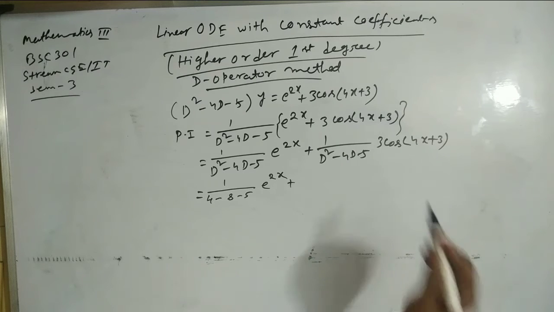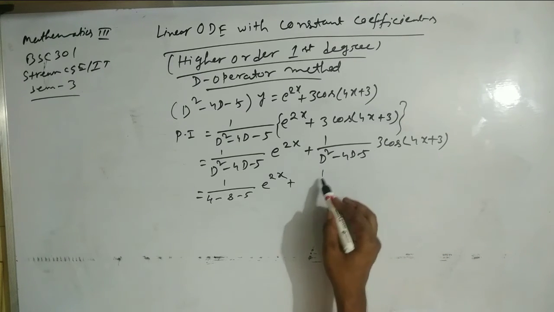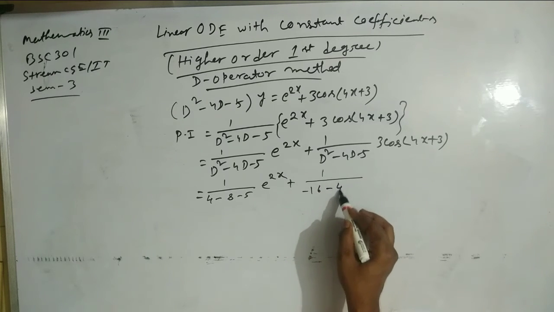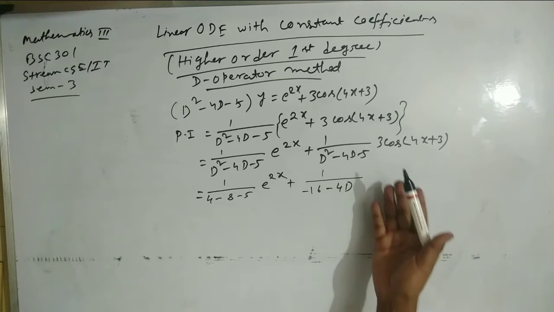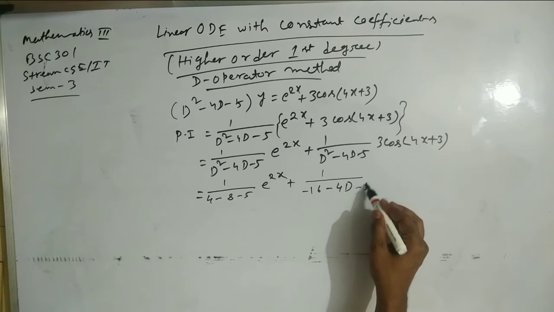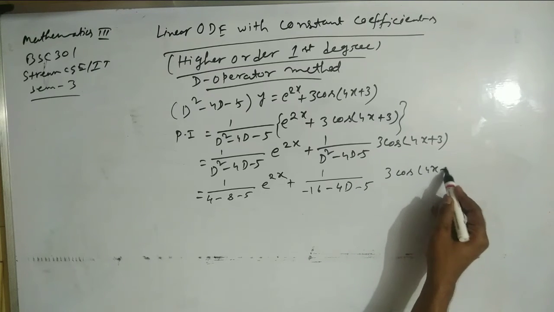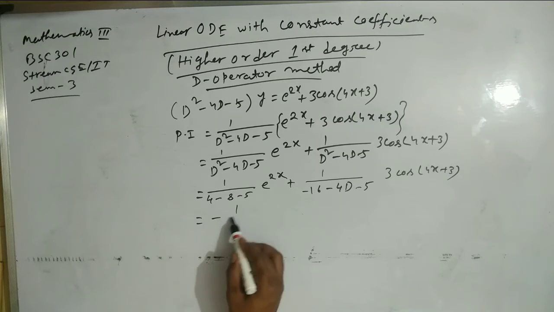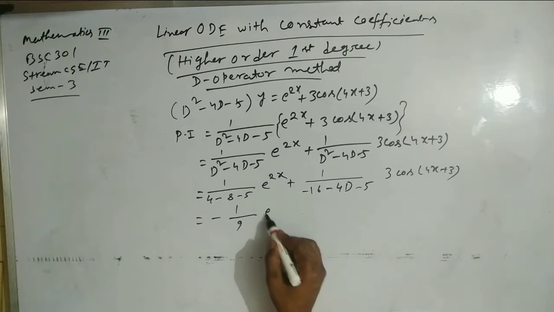That is, we have to put d square equal to minus 16. So 1 by minus 16 minus 4d. Don't put anything in place of d when there will be sine or cos function. Minus 5. So 3 cos 4x plus 3. Okay. Now this will be minus 9, 4 minus 13, 9 e to the power 2x.